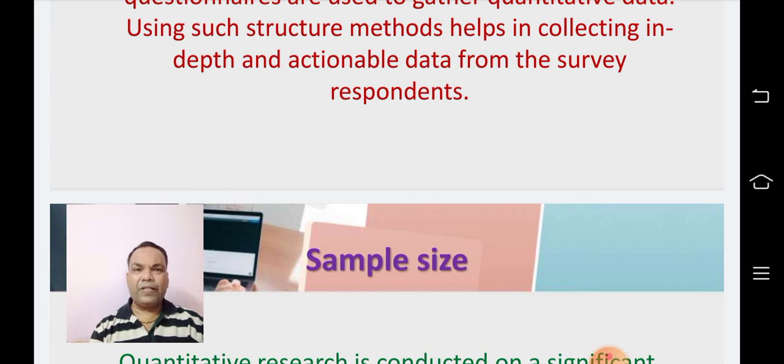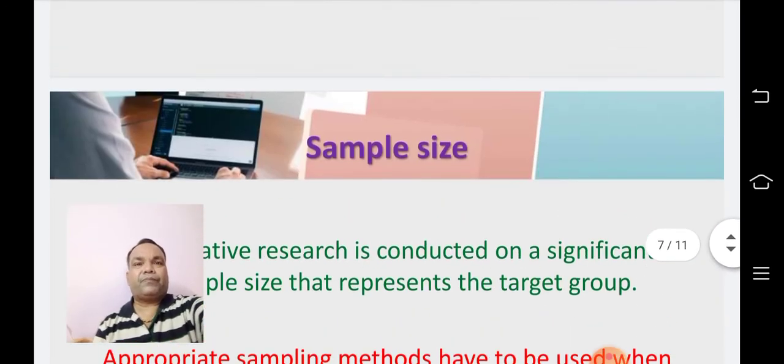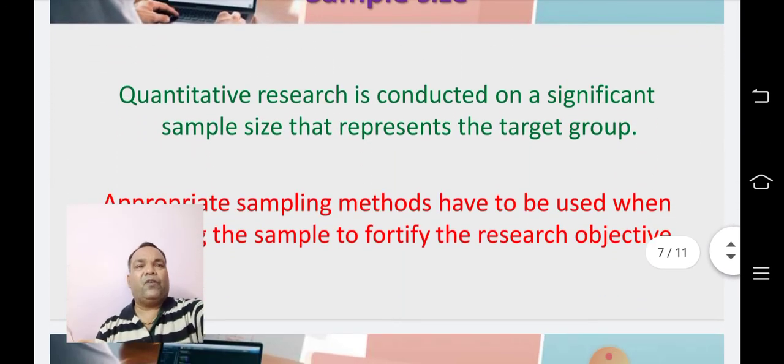Now sample size plays a very vital role in quantitative research. Quantitative research is conducted on a significant sample size that represents the target group. Sample size should not be inadequate. Sample size should not be too little. It should be quite significant. It should be of such a size that can represent the target group to be studied.